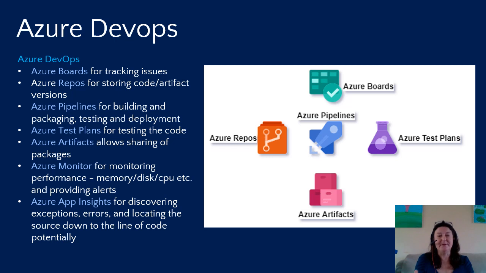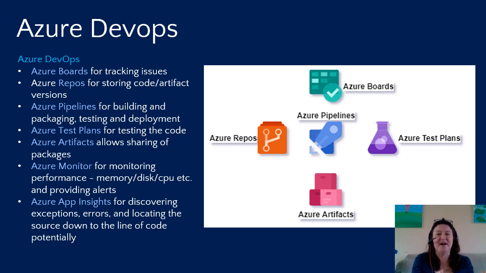And then you have the build run by the pipelines, and the pipelines are typically used for building the code, packaging the code, testing the code, and deploying the code. You can also use pipelines for some of the operations management of your system as well. Azure Test Plans are used for creating plans for testing of the code.